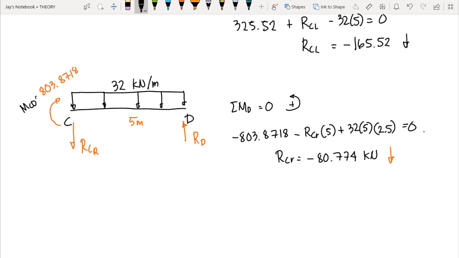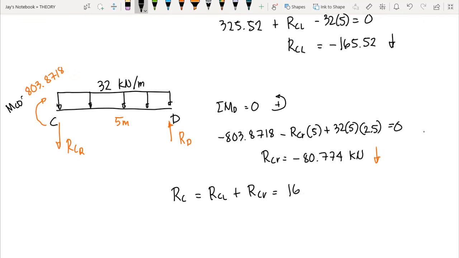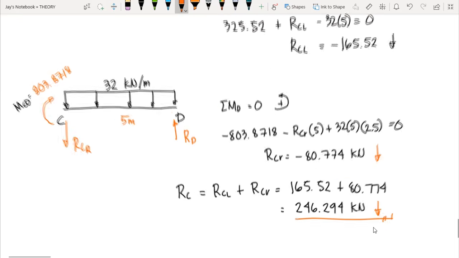So we can now compute the value of RC by summing up RCL and RCR. This would give us 165.52 plus 80.774. This would give us 246.294 kilonewton, and this is acting downward. Okay, now we have the RC.